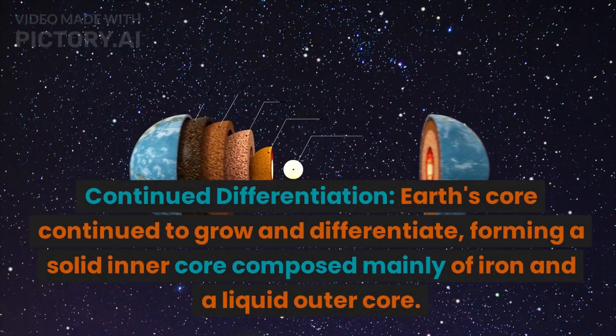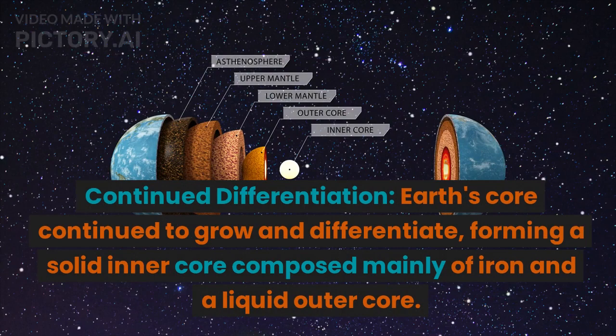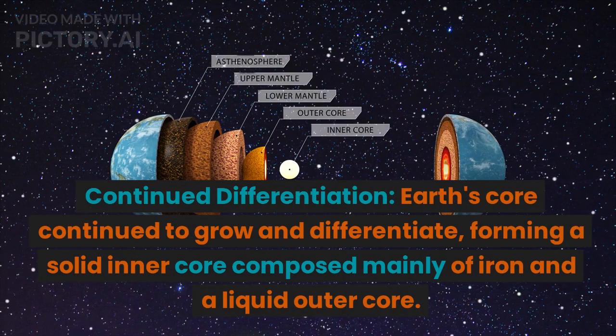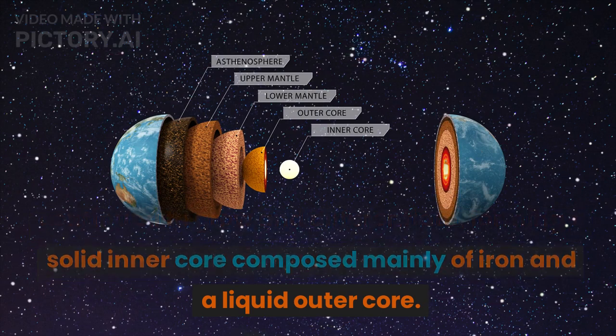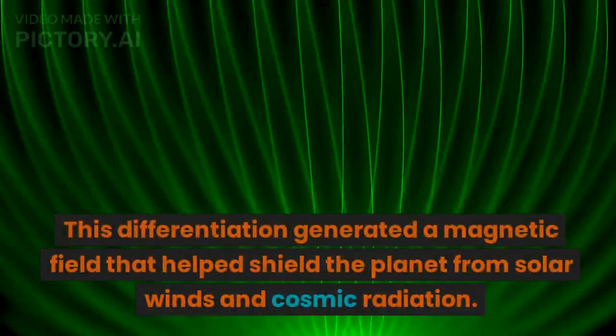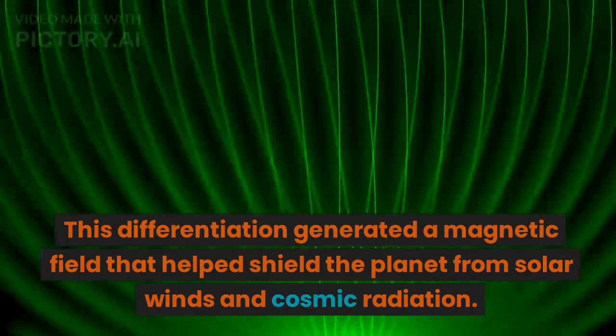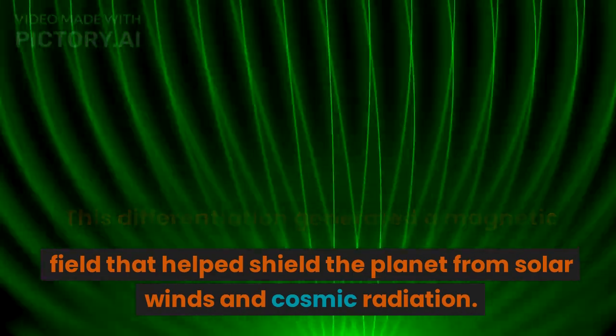Continued differentiation. Earth's core continued to grow and differentiate, forming a solid inner core composed mainly of iron and a liquid outer core. This differentiation generated a magnetic field that helped shield the planet from solar winds and cosmic radiation.